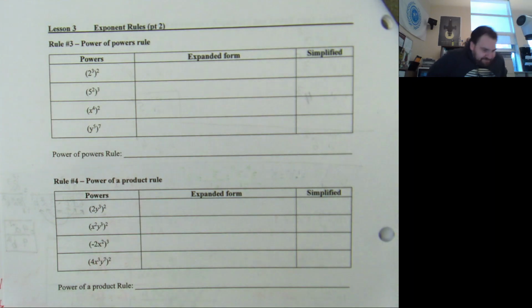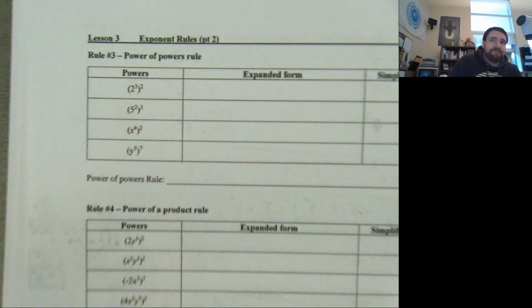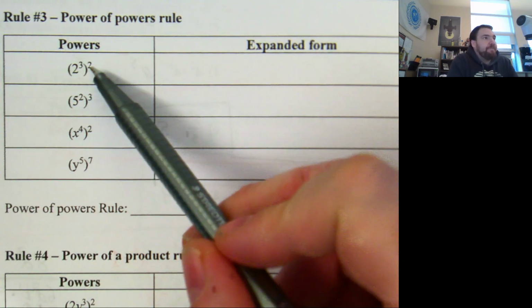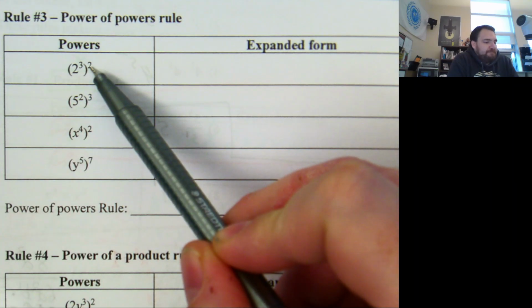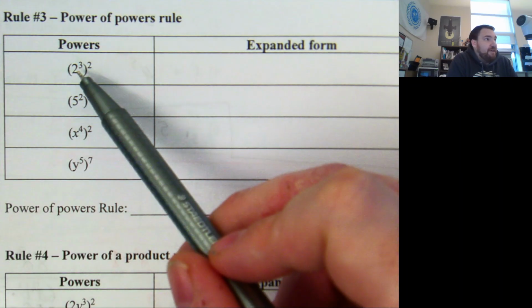Okay, let's take a look at these. Okay, rule 1, we multiplied bases. Rule 2, we divided bases. Rule 3, we're going to take those same bases and we're going to put them to a power. So what does it mean to square something? Yes, Dakota. We want to multiply it by itself 2 times. So what we're going to do is take what's in the brackets here, and multiply it by itself twice.